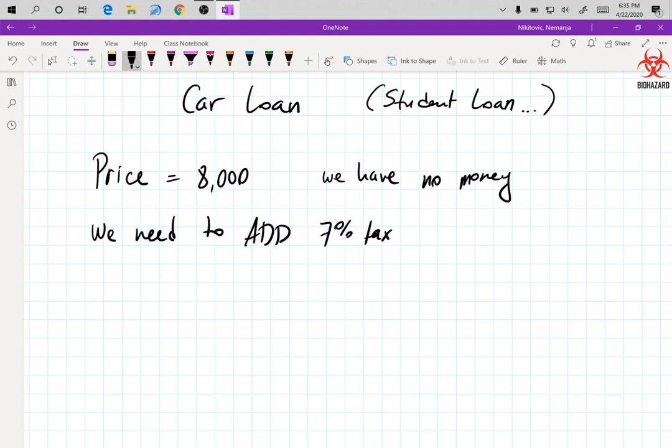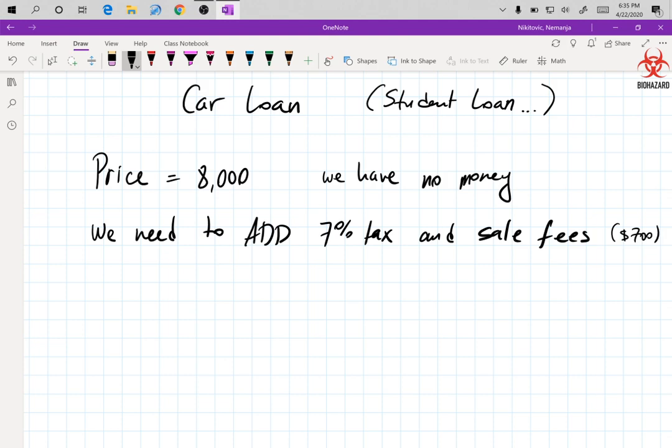7% tax, hello New Jersey, and sale fees. Now I'm just going to say, I don't know how much sale fees are. So let's just put $700, right? $100 for insurance, $250 for the title, $70 for registration, right? So they're going to add up to, let's say, $700 there.